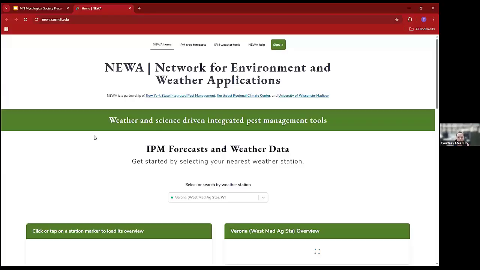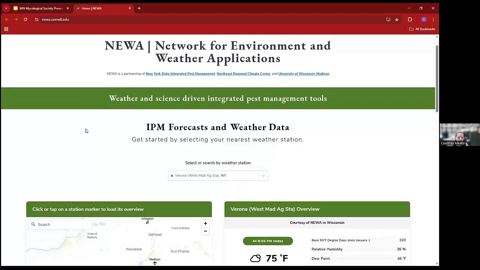So hopefully you're able to follow me here. I think so. So this is the Network for Environment and Weather Applications. We call it NEWA, and it's based out of Cornell. And so just like when we watch the weather in the morning, they're able to forecast the weather. Well, if we can pull that into a model that understands how the pathogen works, we should be able to predict disease. And that is what we're able to do here.